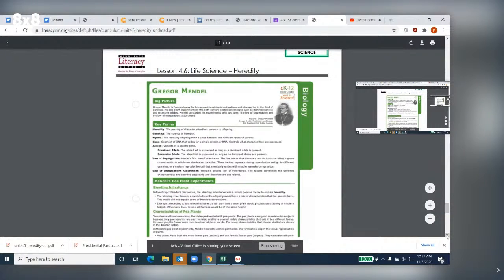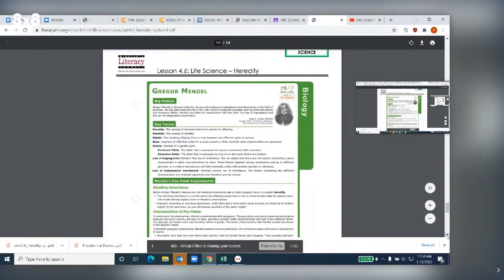And then there's one more reading about heredity, and this is about Gregor Mendel. He's famous today for groundbreaking investigations discovering the field of genetics. His pea plant experiments in the 19th century explained concepts such as dominant alleles and recessive alleles. Mendel concluded the experiments with 2 laws, the law of segregation and the law of independent assortment. And these are just some terms: heredity, genetics, hybrid, gene, alleles, law of segregation, law of independent assortment.